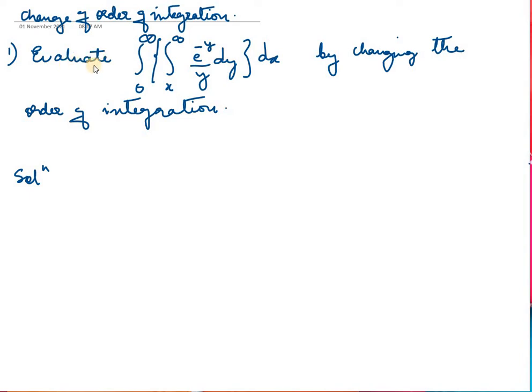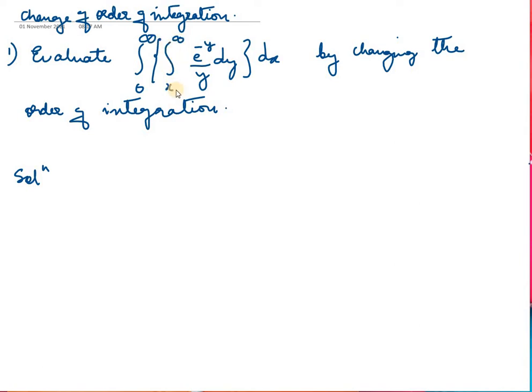In this video, I'm going to evaluate the double integral from 0 to infinity, x to infinity, e to the power minus y by y, by changing the order of integration. That means you have to get new limits of integration. According to the given question, the limits of integration for x will be from 0 to infinity, and for y it is from x to infinity.